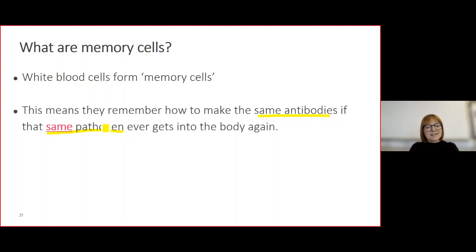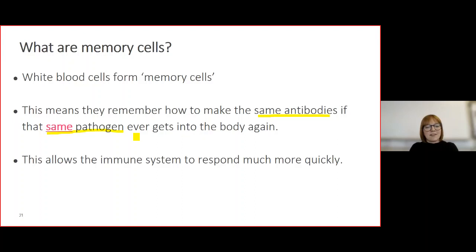If we have that exact same pathogen enter our body again, then our memory cells would remember how to make those antibodies. Now, this allows the immune system to respond much more quickly. Now, see how it doesn't say that you won't get that illness again. You will still get the illness, but it means that hopefully your body will be able to respond quickly so that your immune system can fight off the infection before you get too ill, before too many toxins are released, and before there's too much reproduction of the pathogen.